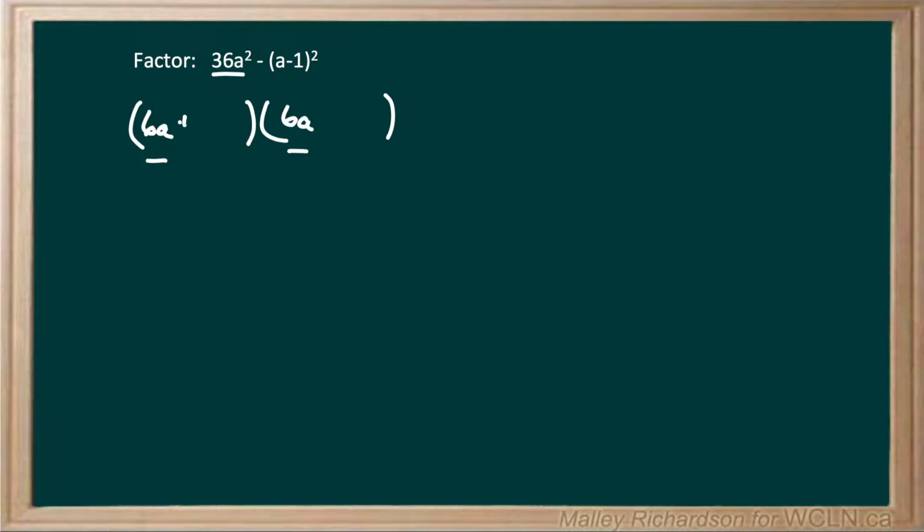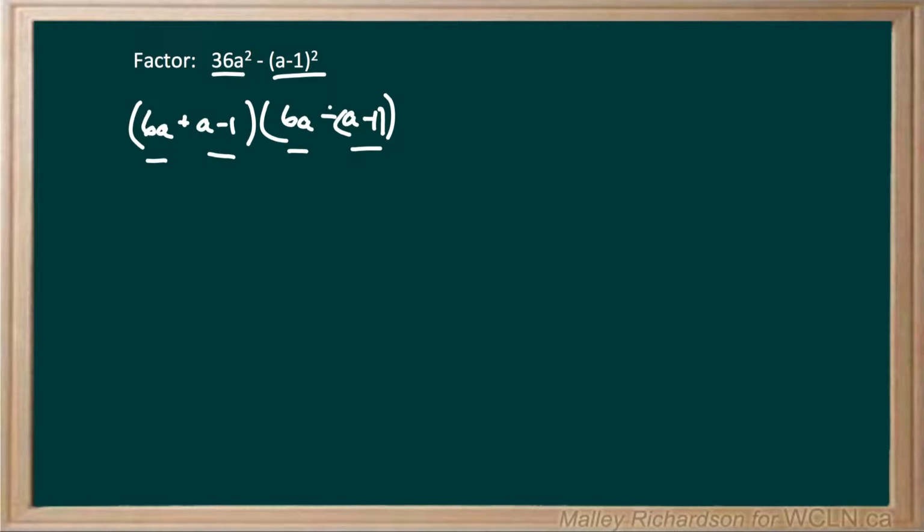And next we want to add one bracket and subtract the second. Our second term of these brackets is going to be the square root of our second term in our question. So (a minus 1) squared, square rooted, is a minus 1. Now we have 6a plus (a minus 1) multiplied by 6a minus (a minus 1).